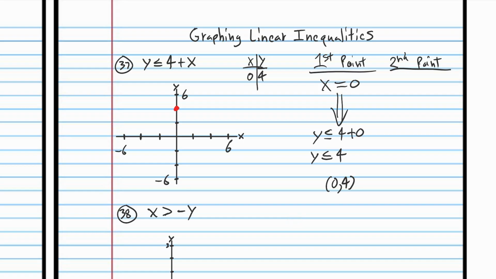And now let's try -2 for x. That's going to be a good one. And then y is going to be 2. So we have -2 and 2. So that'll be about here. All right, so now we're going to connect those dots.